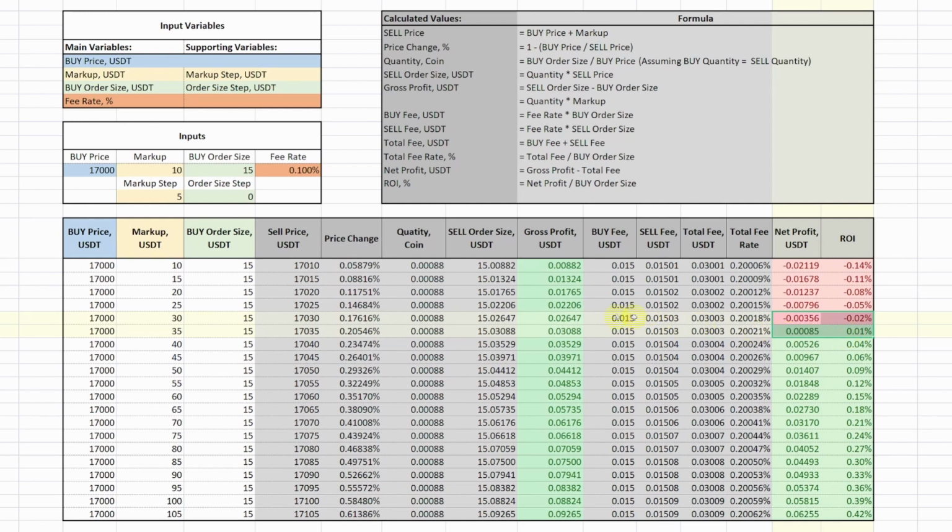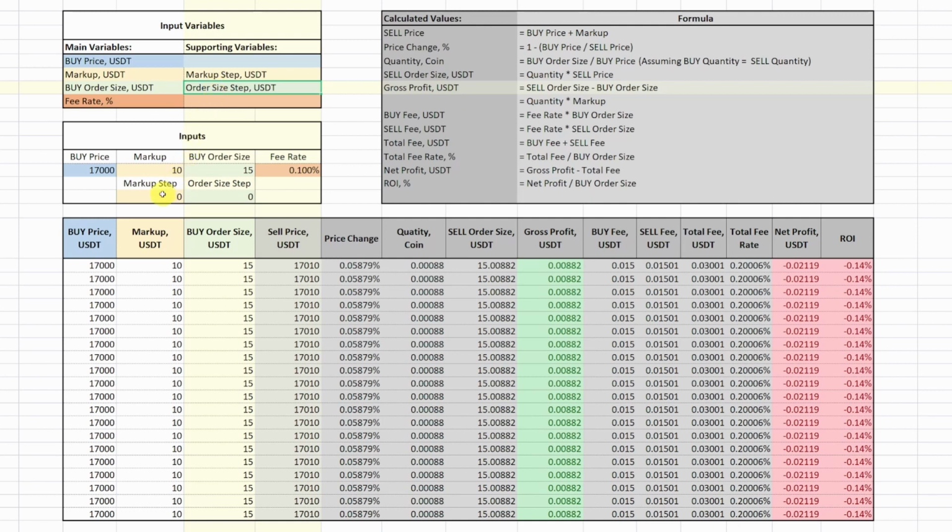To introduce these variations of scenarios, I have two supporting variables, the markup step and the buy order size step. With the markup step, I am able to gradually adjust the markup in each line, and with the buy order size step, I am able to adjust the order size in each line. Trust me, it will become quite clear once you see how the whole thing works.